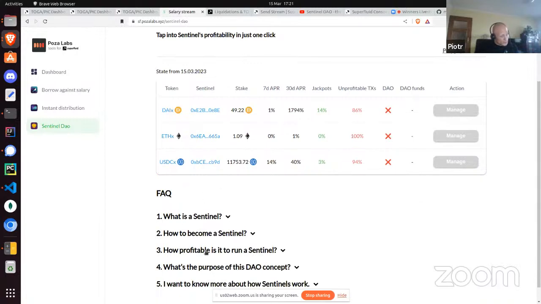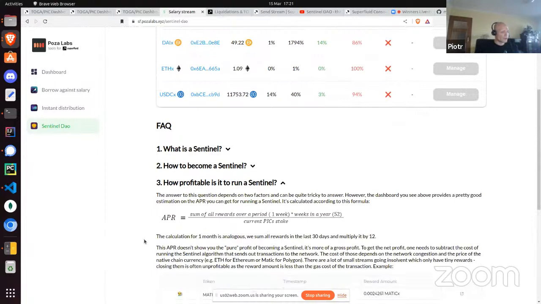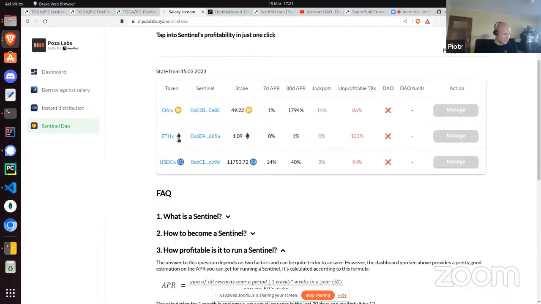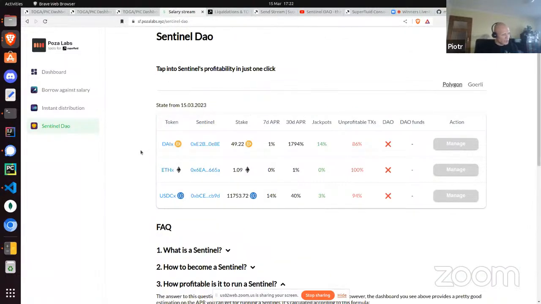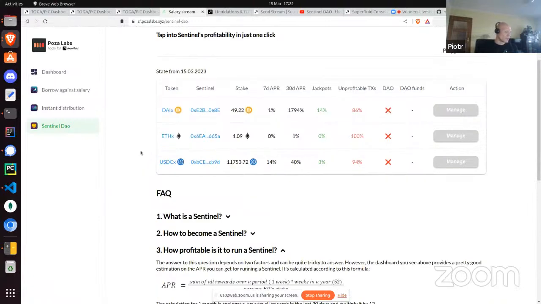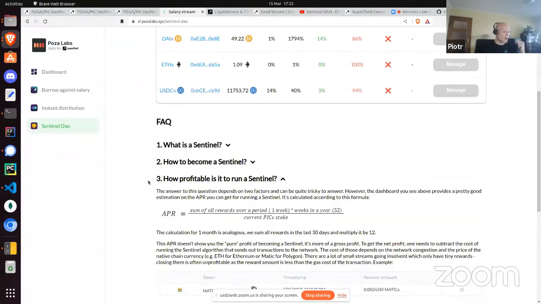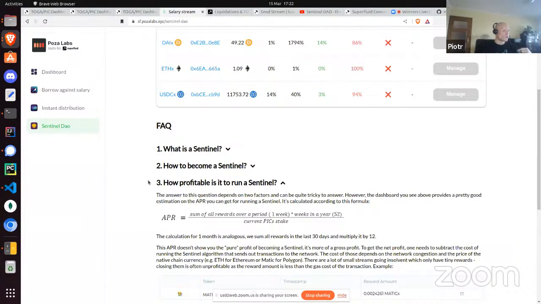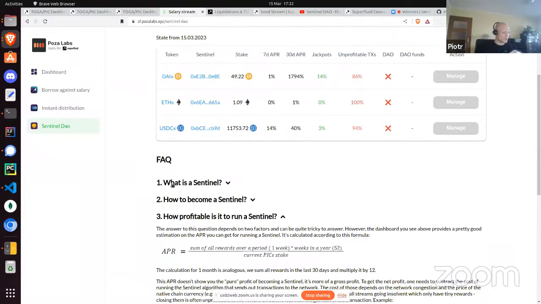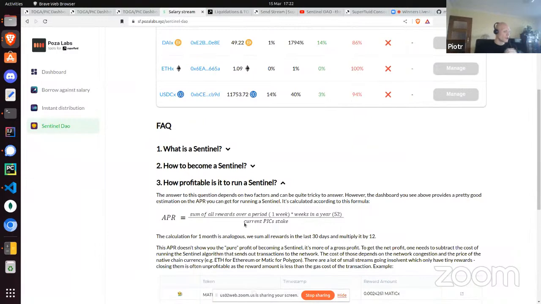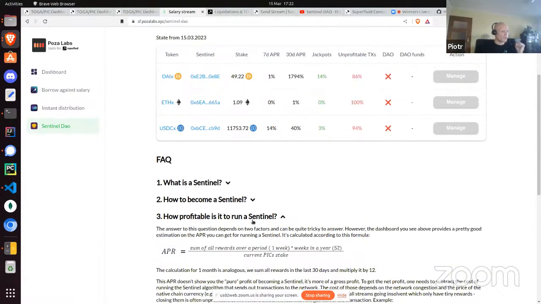So then the next question you might want to ask is, how profitable is it to run a Sentinel unit? So we've actually calculated that, and there are two caveats that I will come to in a second, but basically you can think of that stake that you put up to become a Sentinel as your initial investment that is needed to kickstart things. And then the returns that are collected from closing the streams, from those buffers, you can think of them as the return on your investment. So if you sum all the rewards for different tokens and divide it by the current stake, then you get an estimate of the APR.